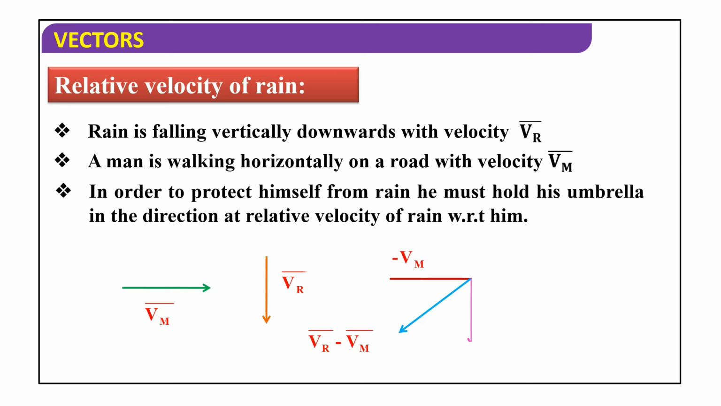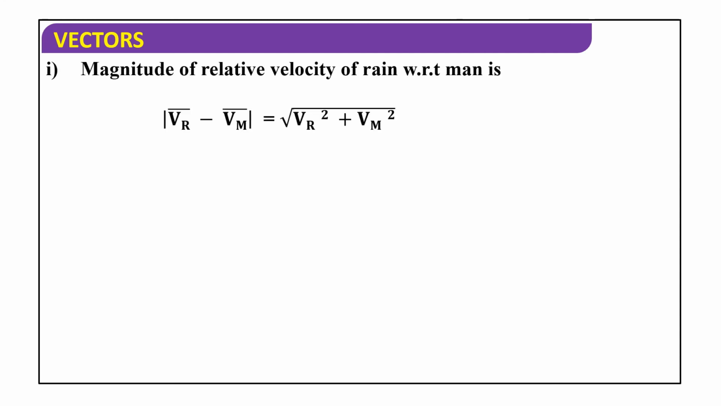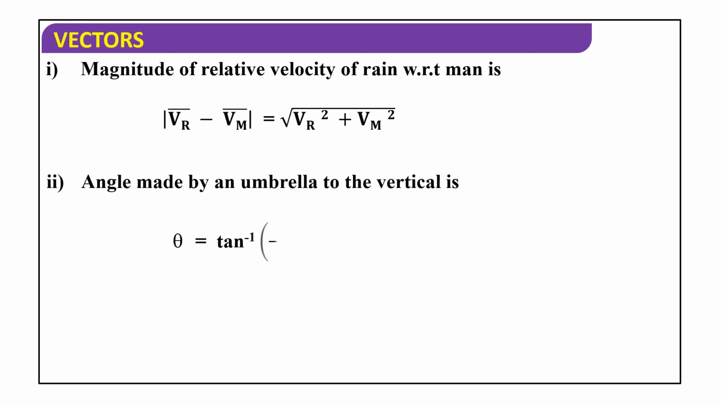In order to protect himself from rain, he must hold his umbrella in the direction of the relative velocity of rain with respect to him. This is the angle theta. Next, the magnitude of the relative velocity of rain with respect to the man is modulus of VR bar minus Vm bar, that is equal to the square root of VR square plus Vm square. So the angle made by the umbrella to the vertical is theta equals tan inverse of Vm by VR.